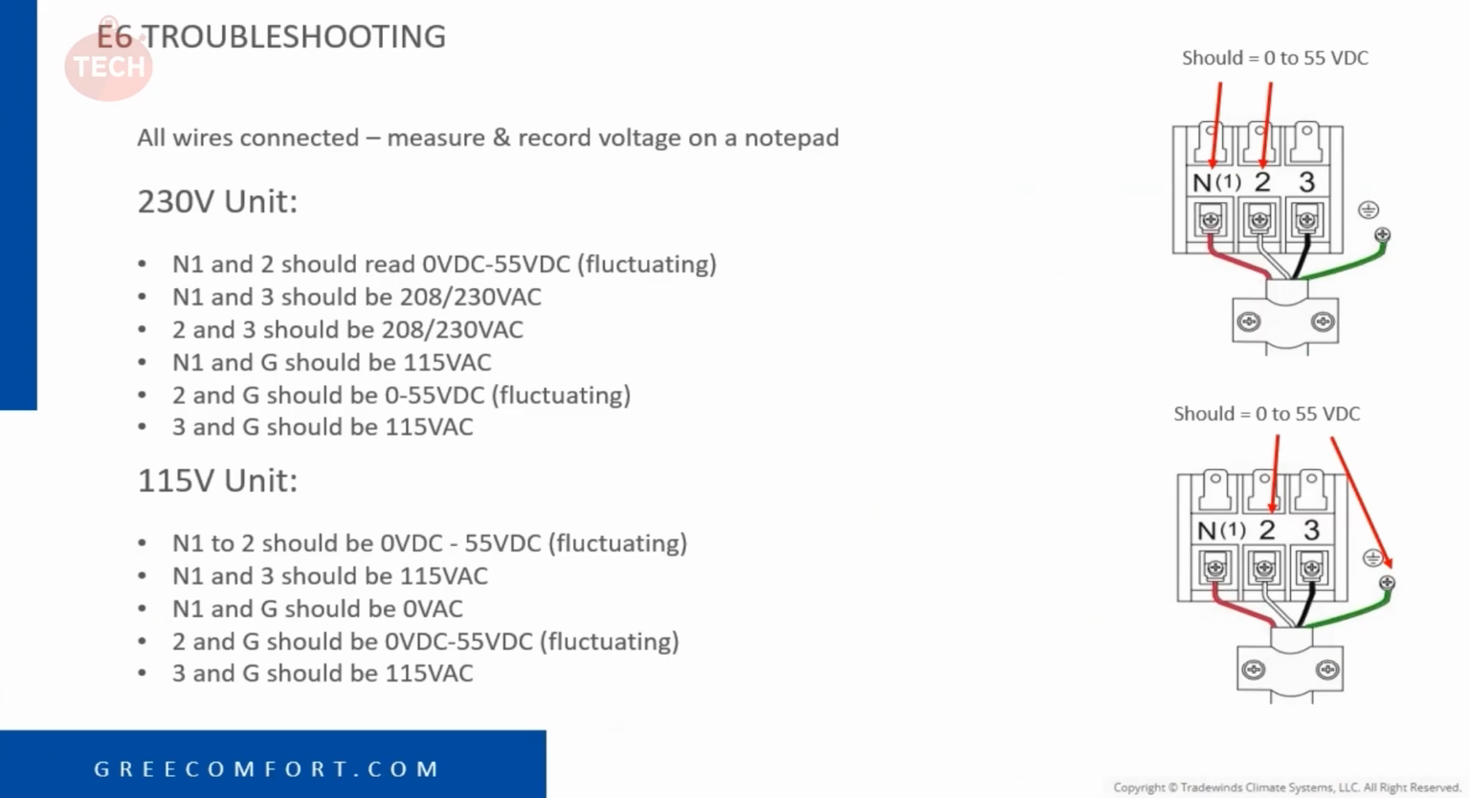So now let's go over the 115 volt unit. So N1 to 2 should be 0 to 55 volts. Ideally, we're looking for the same readings here from the 230 volt unit to the 115. N1 to 3 should be 115 volts. N1 to ground should be 0 volts. 2 to ground should be 0 to 55 volts fluctuating. Again, we're pulsing, so we are communicating. And 3 to ground should be 115 volts.